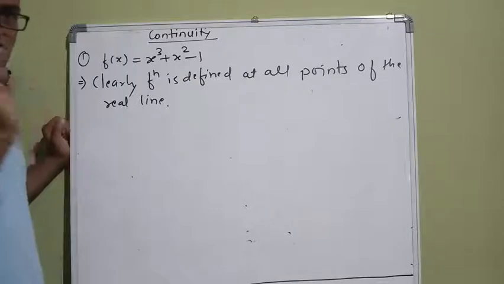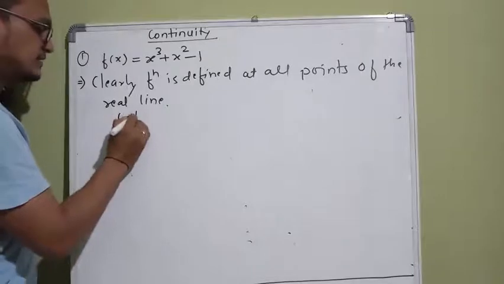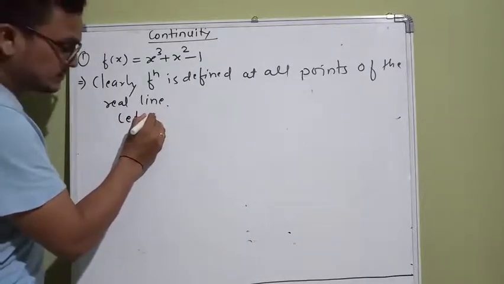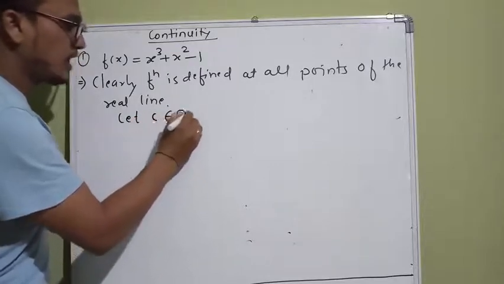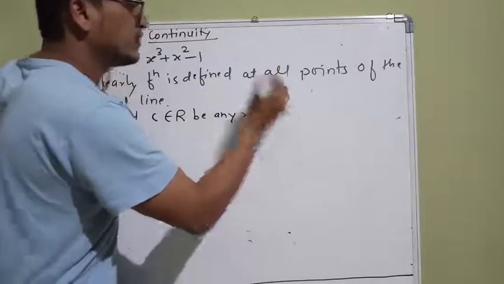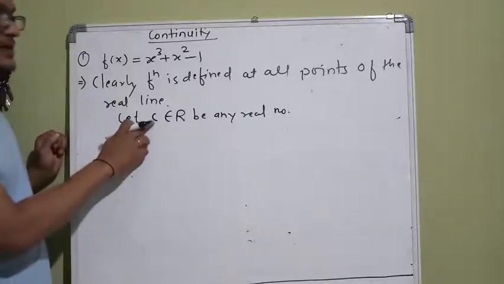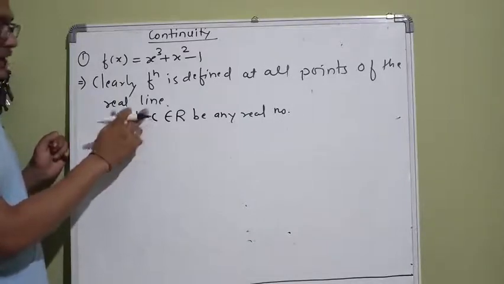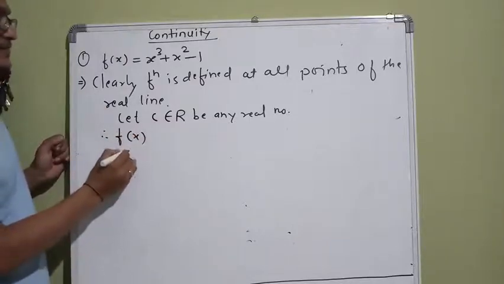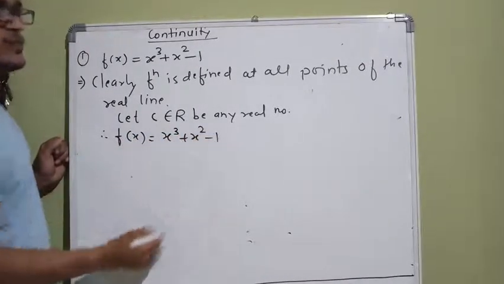Let us consider one continuity point from the set of real numbers. So I will take: let c belongs to R be any real number. So we have taken c as the real number here. Therefore now f of x is what here? x cube plus x square minus 1.